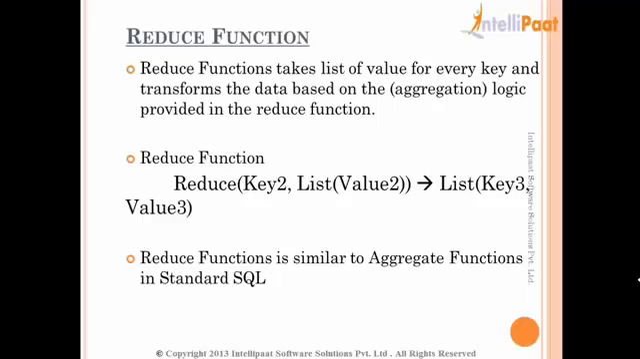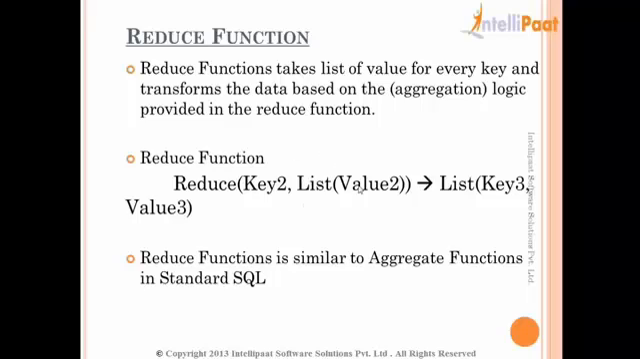Reduce function takes a list of values for every key and transforms the data based on the logic. And I said that it's aggregation logic because now you are getting, for every key, the list of values. So one thing you can do is take all the list of values for that particular key and do an aggregate function on the list of values within the reduce function itself, because you are transforming from the list of values to a single value. You see that. So that is how the aggregation logic can be written here.